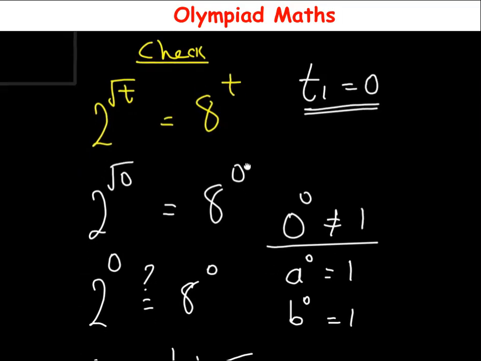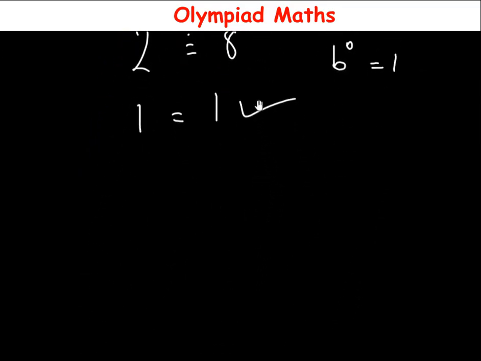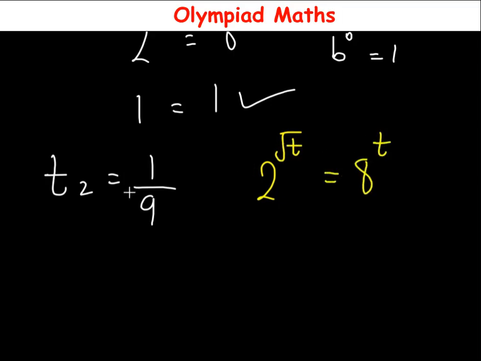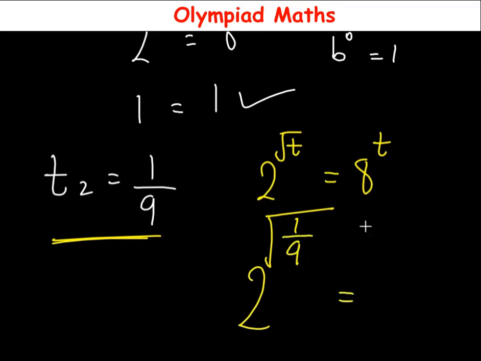Let us then check for the other one, which is the value of t2. Now, the value of t2 is equal to 1 over 9. And the problem given to us was 2 raised to power root t is equal to 8 raised to power t. So let us confirm for the value of t as 1 over 9. This becomes 2 raised to power root of 1 over 9 is equal to 8 raised to power 1 over 9.